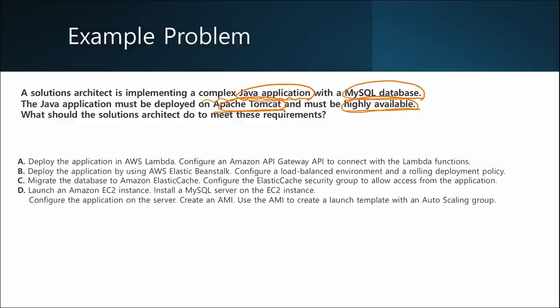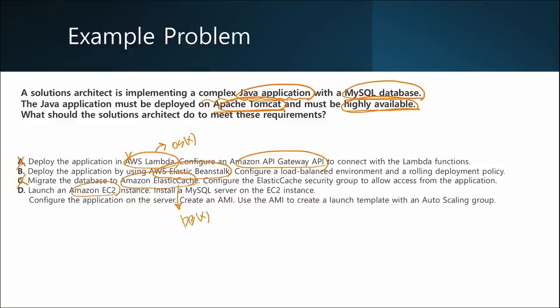Let's take a look at each of the options that a solutions architect should offer. When you see a problem, you should check the services first. Let's think about which one reduces overhead the most. AWS Lambda, Amazon API Gateway, AWS Elastic Beanstalk, Amazon ElastiCache, and Amazon EC2. Lambda is serverless, but Lambda is not managed by the OS. ElastiCache is a cache, not a DB, so we remove A and C.